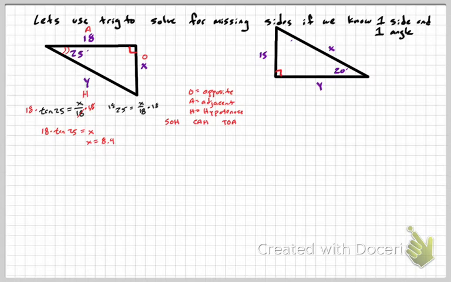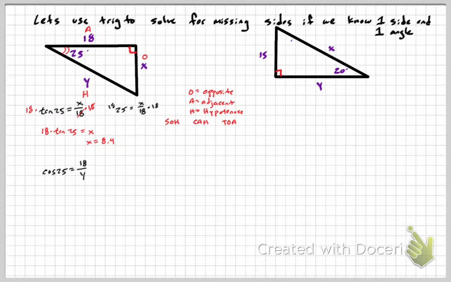So instead of doing that, I'm going to use trig again. Okay, so I'm still going to use the 25, I'm still going to use the 18, but now I'm going to solve for y. So for this ratio, I'm using an adjacent and I'm using a hypotenuse. That is cosine. So for this one, it would be the cosine of 25 equals adjacent over hypotenuse.